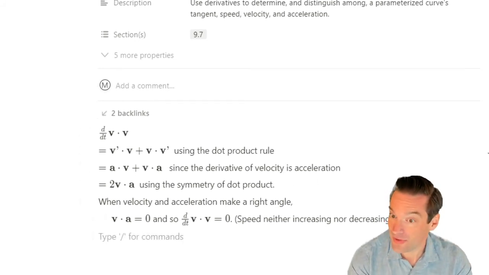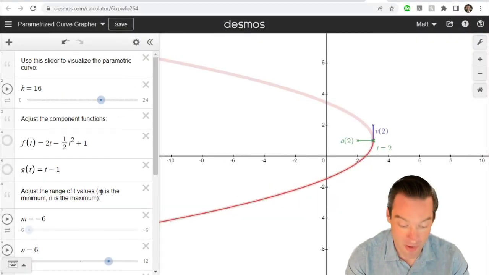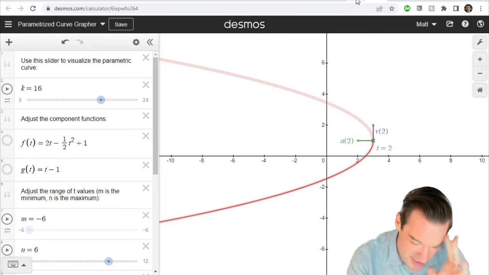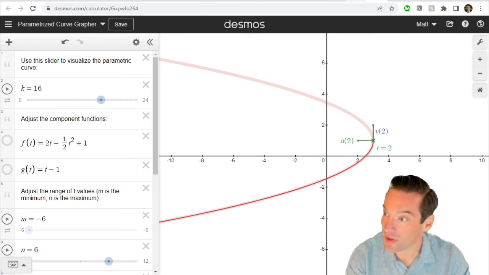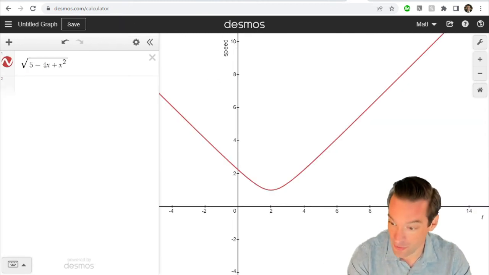And so that was the point in our example that we were just working on. That was the point right here, where my speed was neither increasing nor decreasing because velocity and acceleration were perpendicular. That was this point when t was equal to 2.